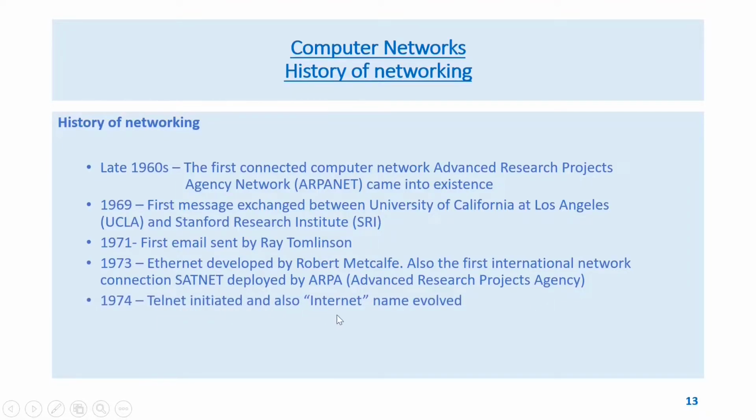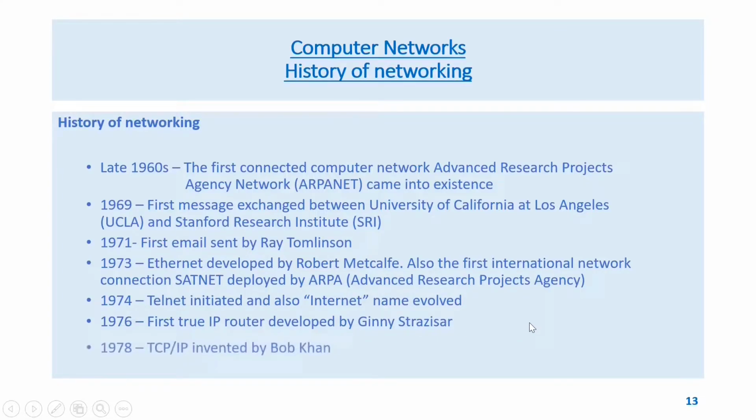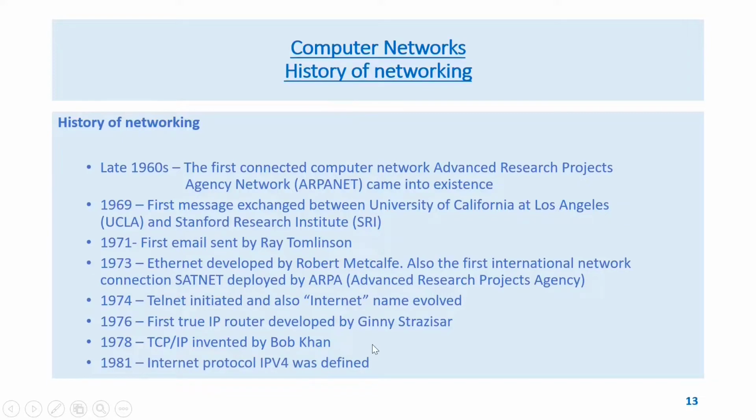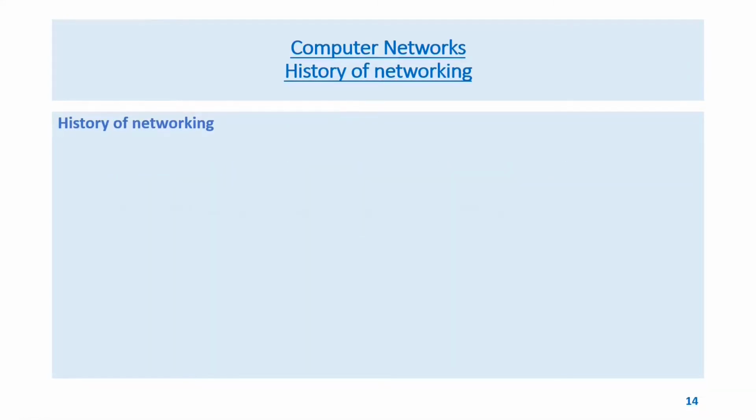1974, Telnet initiated and also Internet name evolved. 1976, first true IP router developed by Gene Strazisar. 1978, TCP/IP invented by Bob Kahn. 1981, Internet Protocol IPv4 was defined. 1983, TCP/IP started and domain name system started.